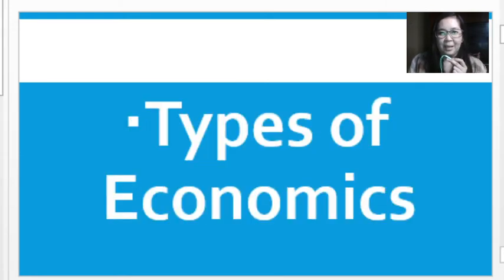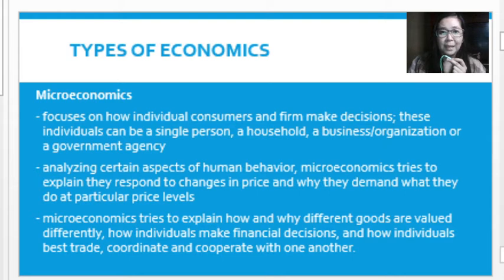Next, we go to the different types of economics. Based on what we have mentioned earlier in the overview and in the indicative content of this module, we have two major types of economics: microeconomics and macroeconomics. Under microeconomics, what we are focusing on and studying is the individual. This is at the individual level.